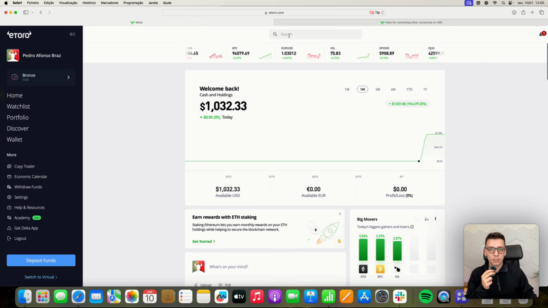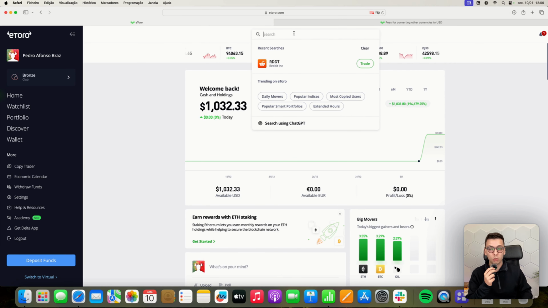you need to know is that some stocks are not real stocks. So some stocks are CFDs, which is a derivative. It's a financial instrument where you do not own the underlying asset. So you are not the owner of the company.